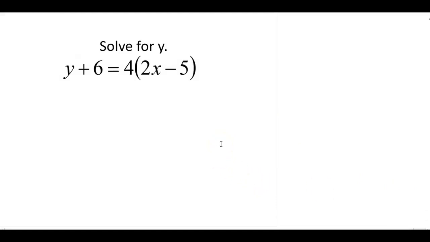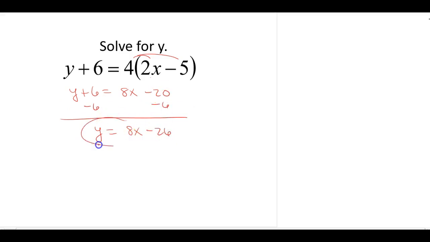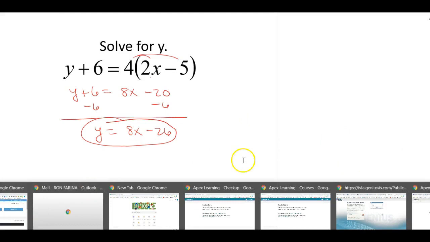Alright, so here, the first thing I do want to do, if I'm getting y by itself, is distribute. So y plus 6 equals 8x minus 20. But then I'm going to subtract 6 to get y by itself. What do I line it up under? The minus 20. So I get y equals 8x, and then negative 20 minus 6 is minus 26. And I am done.